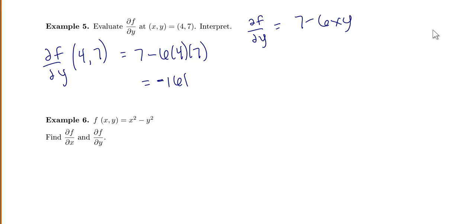And let's look now at example 6. So we have our function, x squared minus y squared, and we want to find both of our partial derivatives. So let's do it with respect to x first. I just go through each term. The derivative of x squared would be 2x minus, now the derivative of y squared, that's just a constant to us. We don't care about y. So it's just going to be 0. So my answer is 2x.